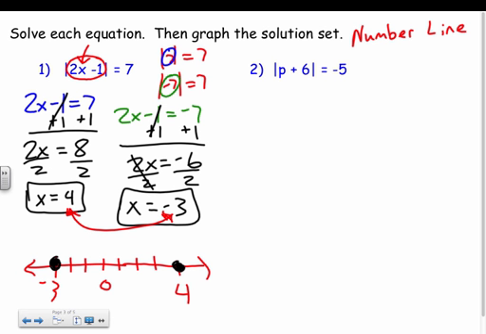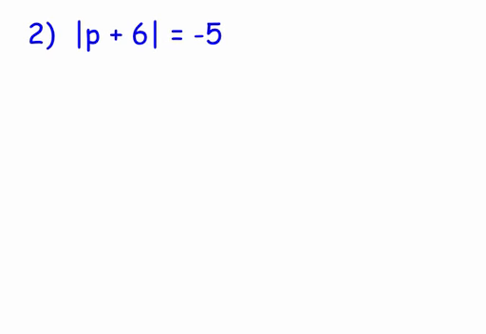So if you're still a little confused, let's try number 2. So I'm saying the absolute value of p plus 6 equals negative 5. So I'm thinking, what can I make this and take the absolute value of to get negative 5? Well, the absolute value of what gives us negative 5?